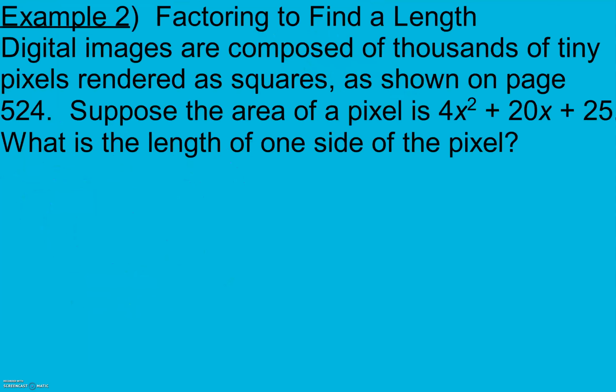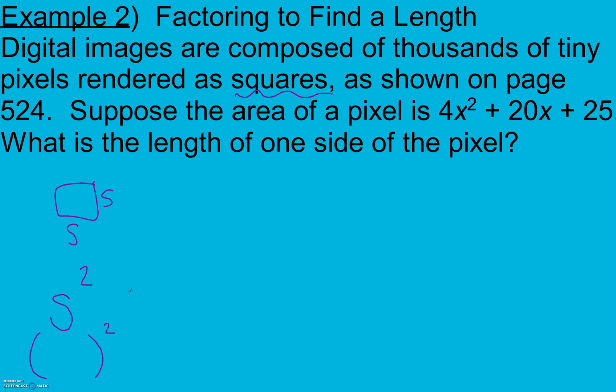In example 2 here, we're going to be finding a length. Digital images are composed of thousands of tiny pixels rendered as squares, as shown on page 524. Suppose the area of a pixel is 4x squared plus 20x plus 25. What is the length of one side of the pixel? So here it says that these are squares, and we know that when we have a square, our side lengths are the same. So we know here that we would have had to take a side and square it. So we're going to have one factor squared, which is kind of a spoiler alert that this is going to be a perfect square trinomial.